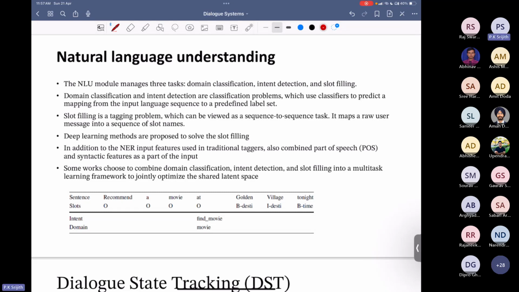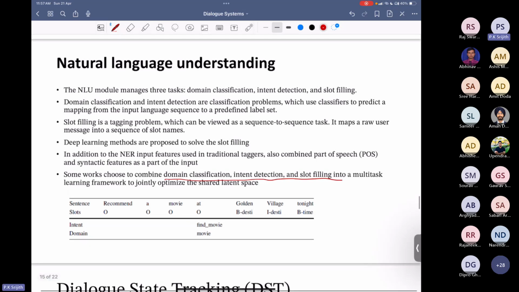In some works, they try to predict all three tasks associated with NLU simultaneously, like domain classification, intent detection, and slot filling. They try to predict all of them together as a multitask learning problem, so that they can share some knowledge across each other in solving the tasks.